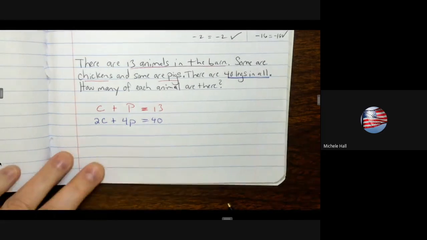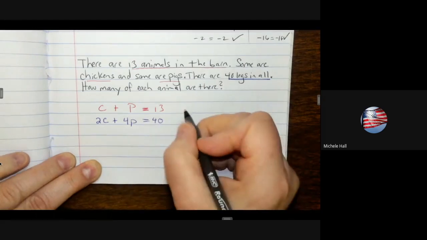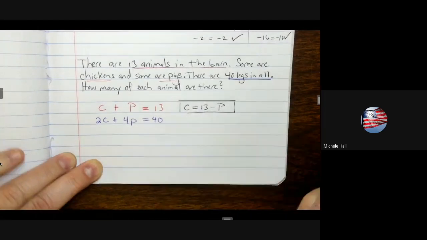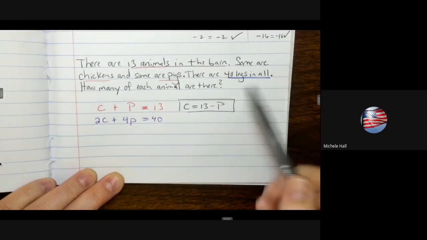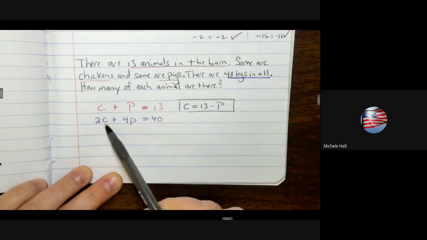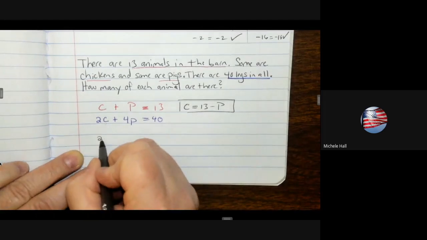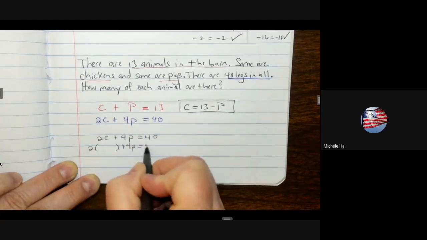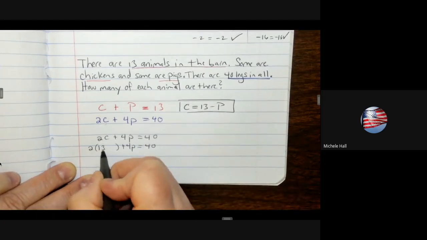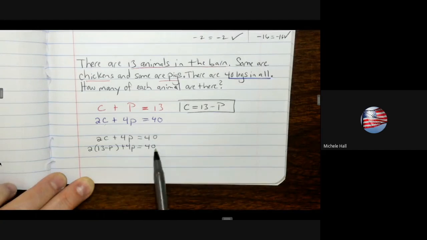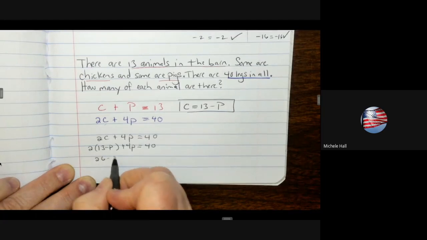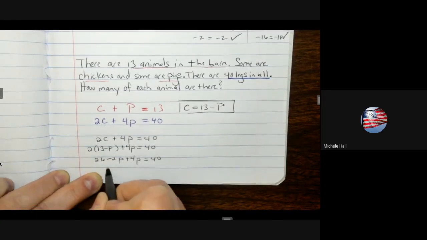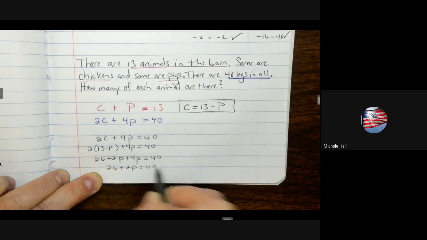Solve for a variable. I'm going to solve for C. We get C equals minus P from both sides, and we get 13 minus P. Now I'm going to take and substitute in for C. C equals all of this, so I'm substituting in for C. C equals 13 minus P. And now I have an equation with P. Solve for P. Four P minus two P is 2P, so we have 26 plus 2P equals 40, and solve for P.